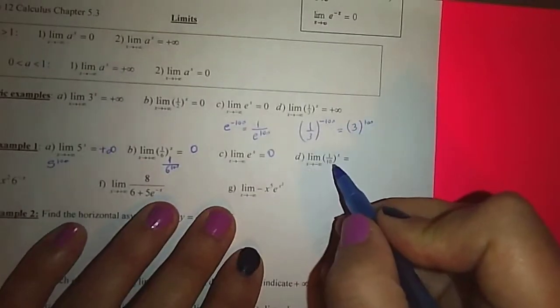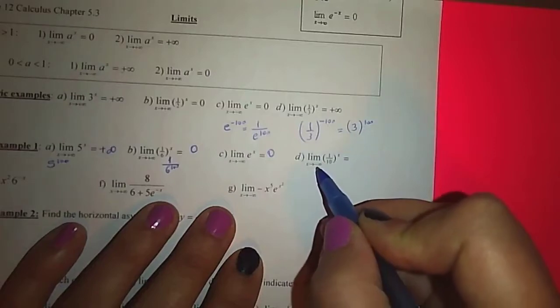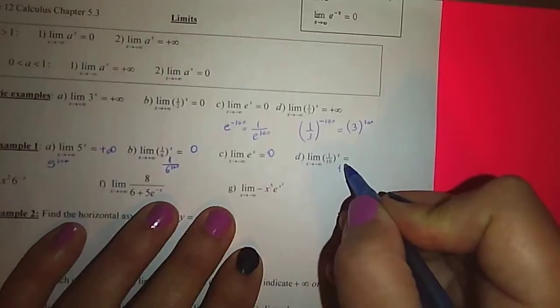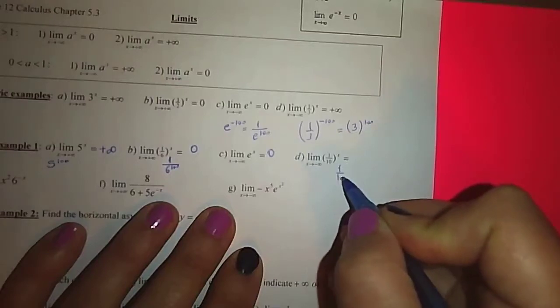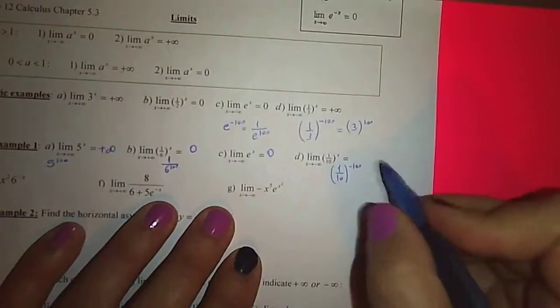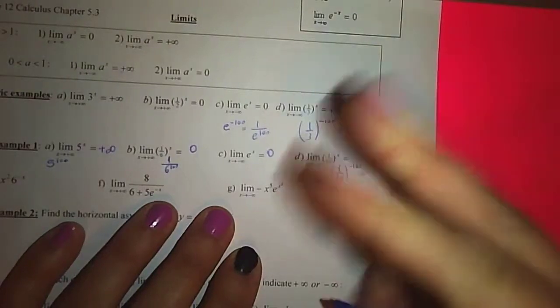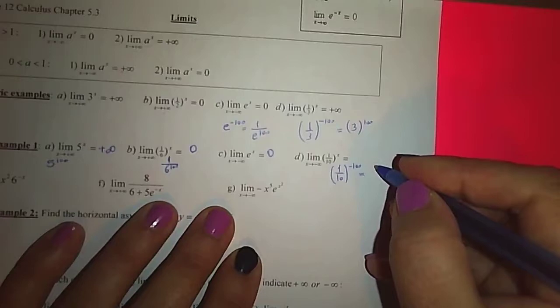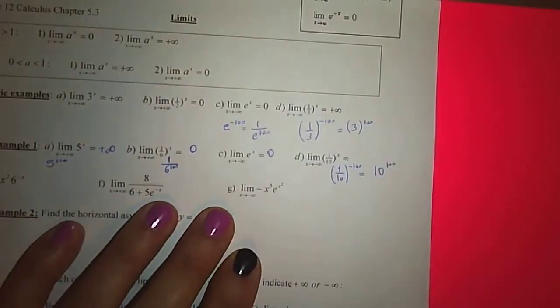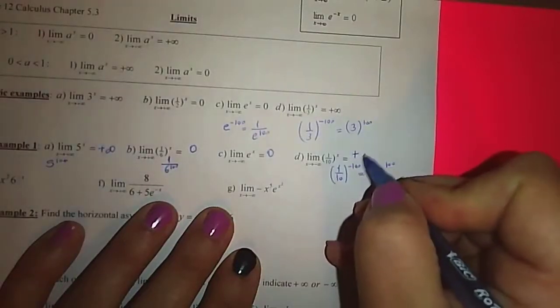Limit of 1 over 10 to the power of x as x approaches negative infinity. So 1 over 10 to the power of, let's say, negative 100. To get rid of that negative exponent, you flip the fraction inside for the base, so you get 10 to the power of positive 100. So this again is a very big number, and you get positive infinity.